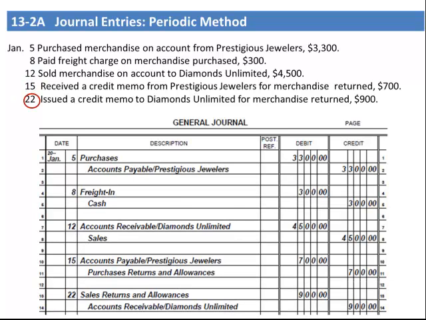Then on the 12th, we issued a credit memorandum. Our customer returned $900 worth of items to us. So for sales returns and allowances, you learned in previous chapters that we use a contra account, sales returns and allowances. We never actually decrease the sales account. And then we will decrease or credit our accounts receivable account and then further credit our customer account, Diamonds Unlimited.